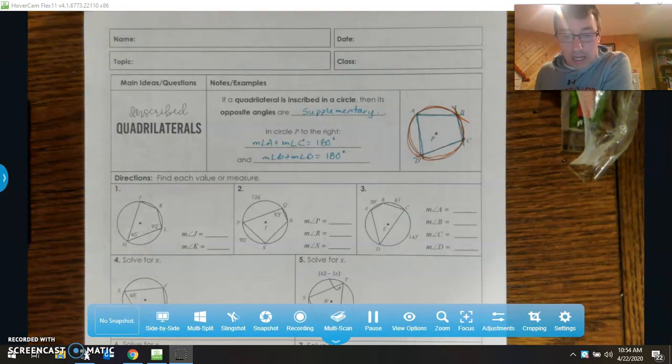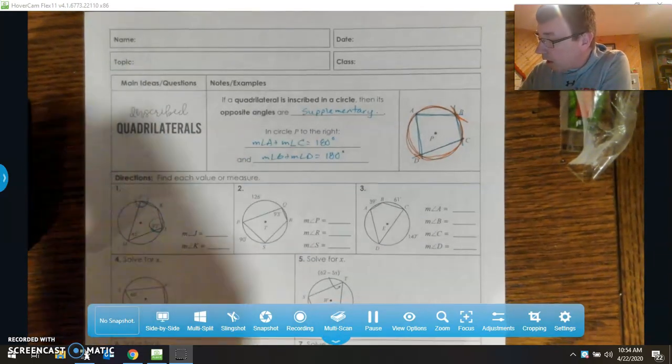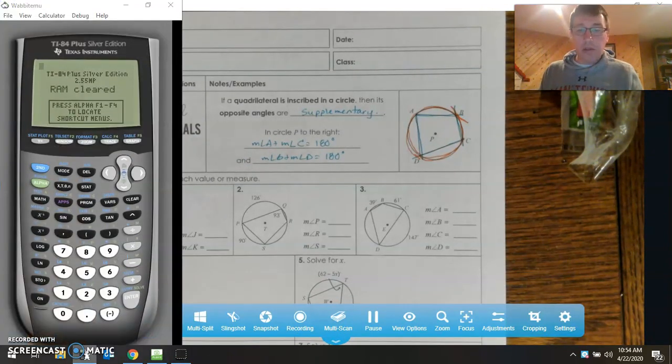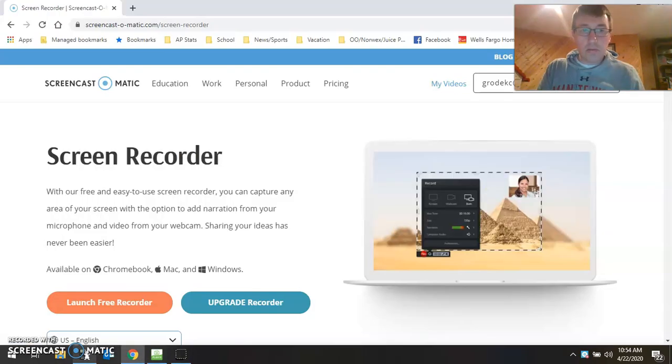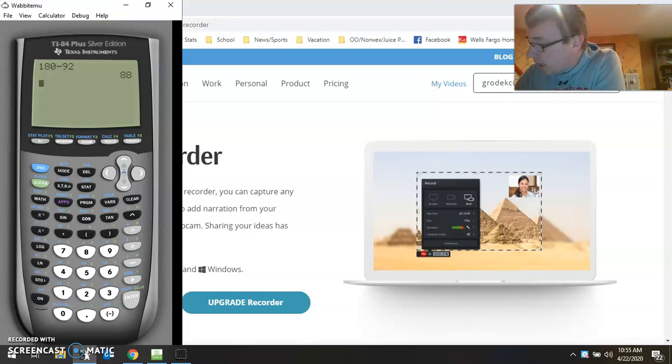Again, JKLM is a quadrilateral, so therefore angle J and angle L add up to 180 degrees. So if we take out our calculator, we're going to take 180, and we're going to subtract 92 because that is the opposite angle of angle J. So angle J will be 88 degrees.